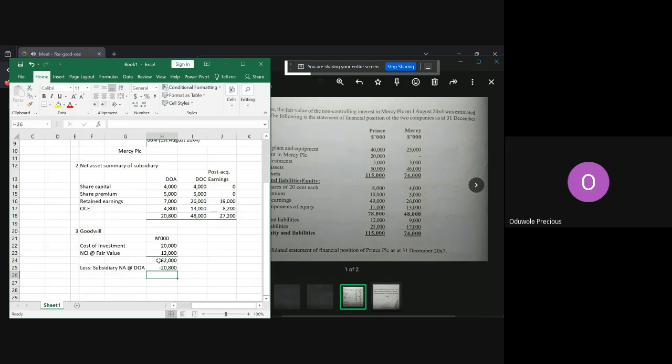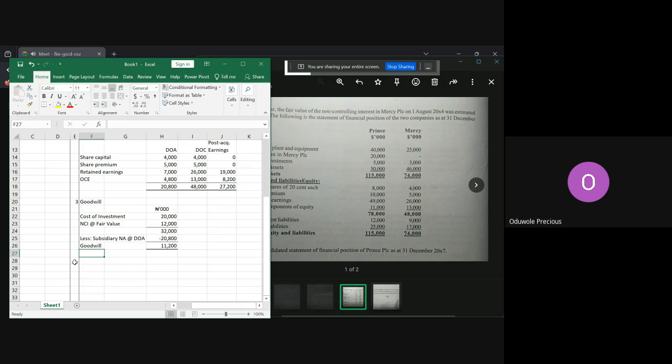Now from the look of this, it is a positive goodwill. Sometimes we can get a negative figure. When we get that, we will look at how we will treat it. So let's just be taking it one after the other. Group is a very wide topic, and if you are not taking it one after the other, you just get confused. So we've gotten our goodwill. So let's go do our NCI, which is our non-controlling interest.